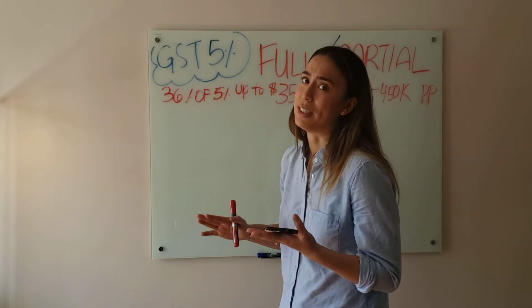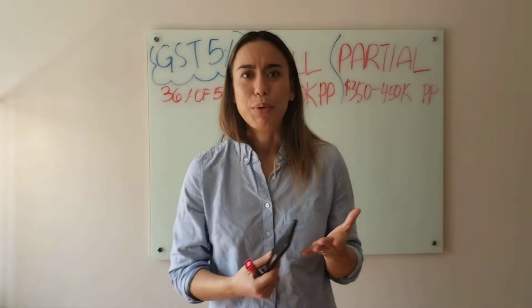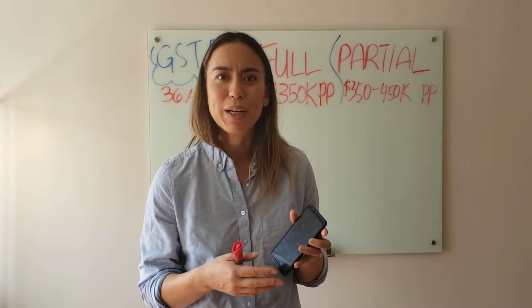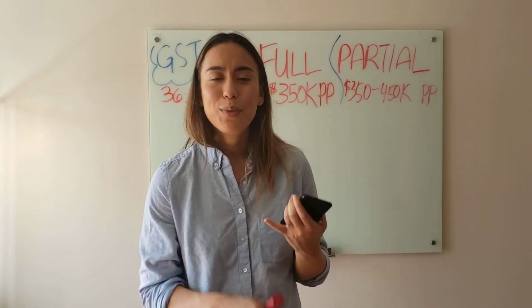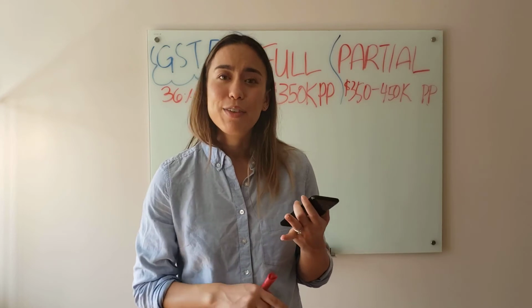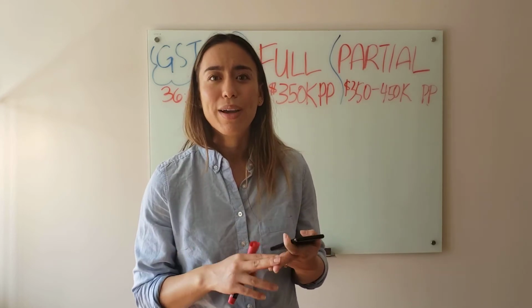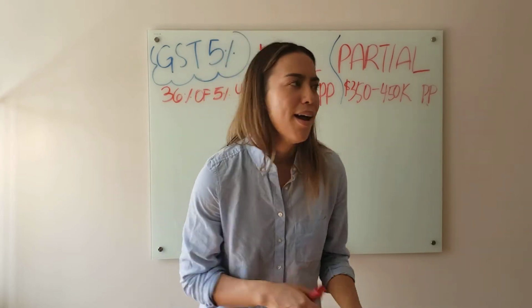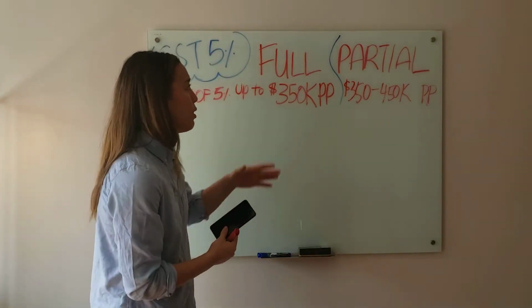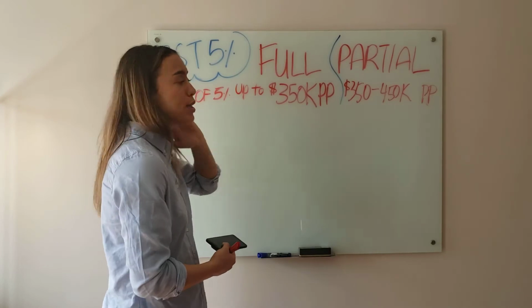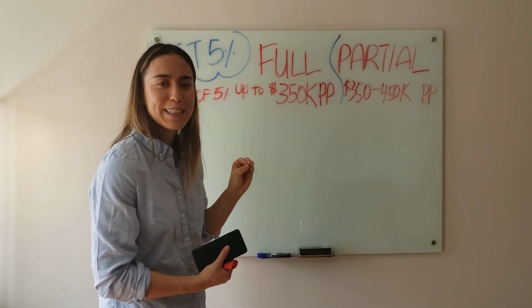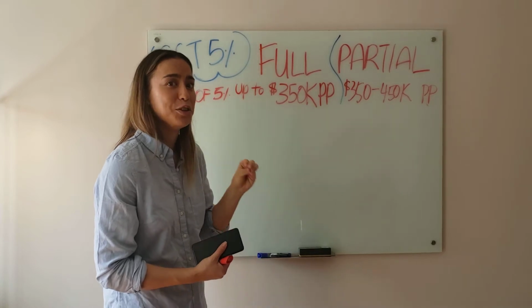So I'm going to break this down into a couple different examples for you in terms of purchase price. Maybe we'll work with something like $300,000 and $350,000 for the full, and then we'll work with a $400,000 number for the partial exemption. So starting off with the full exemption, this is not 36% that you get rebated. It's 36% of the 5% GST.